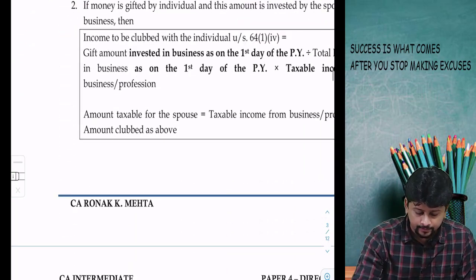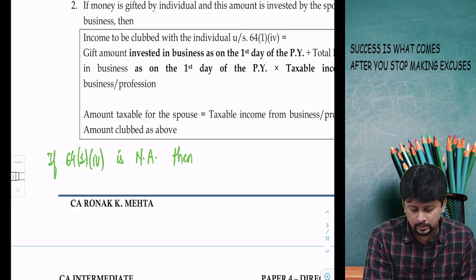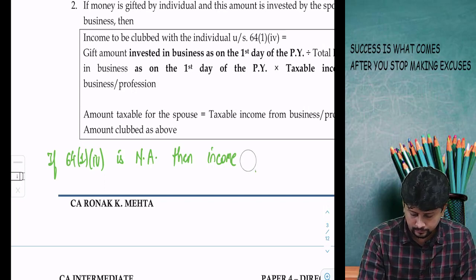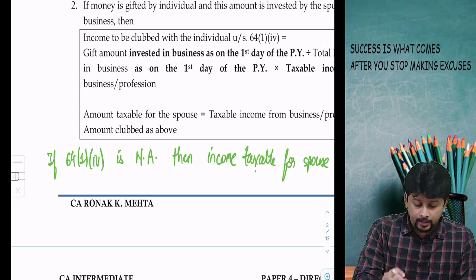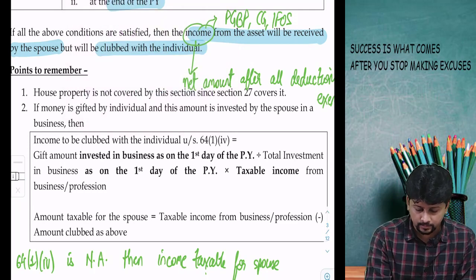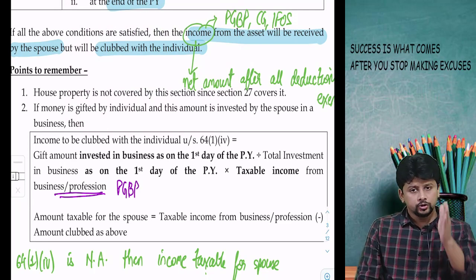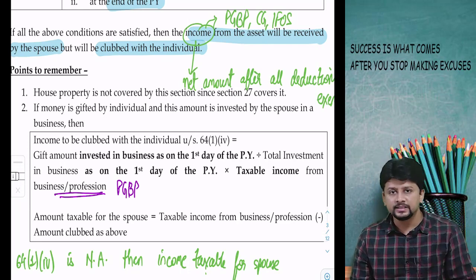So in simple terms, I could say that if 64(1)(iv) is not applicable, then income is taxable for the spouse. It is the spouse who is going to pay the tax. If the amount is invested into business, the income that I am having is PGBP income. So individual has gifted some asset to the spouse and the spouse has thereafter invested that asset into the business.